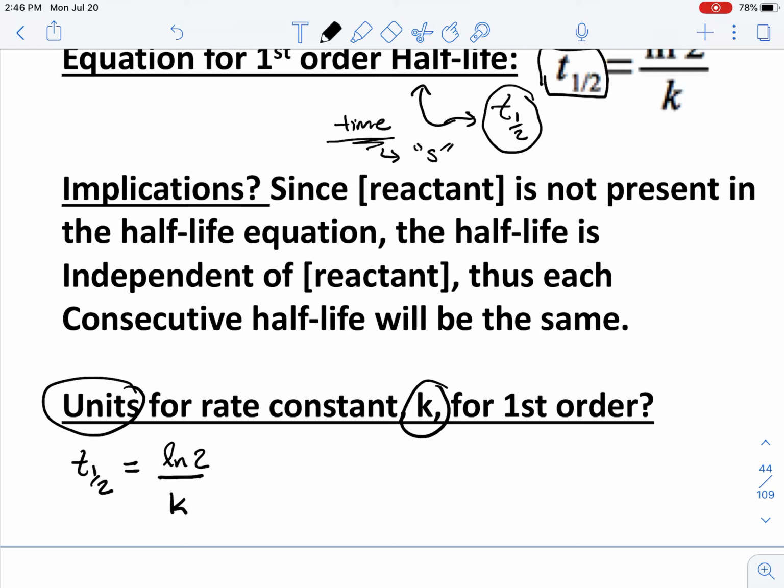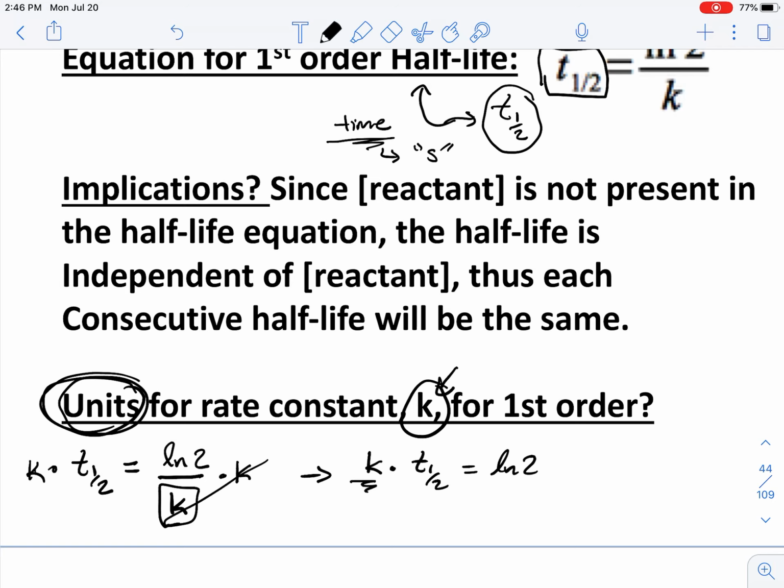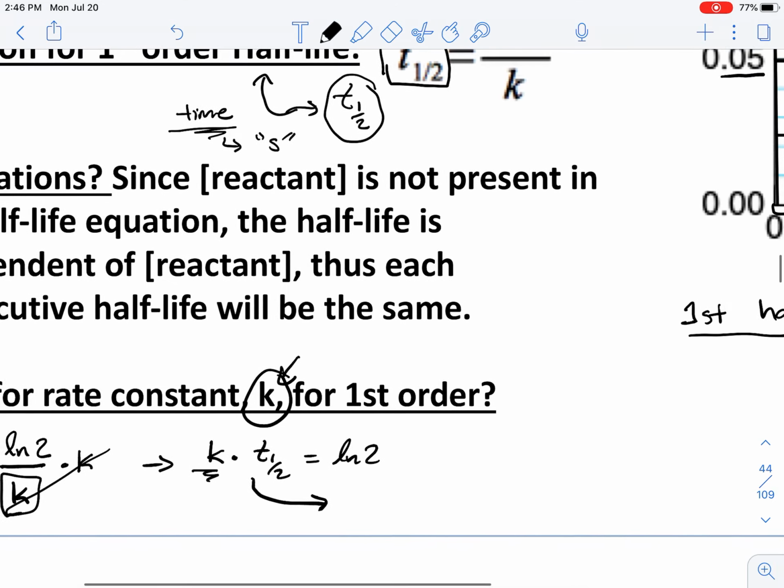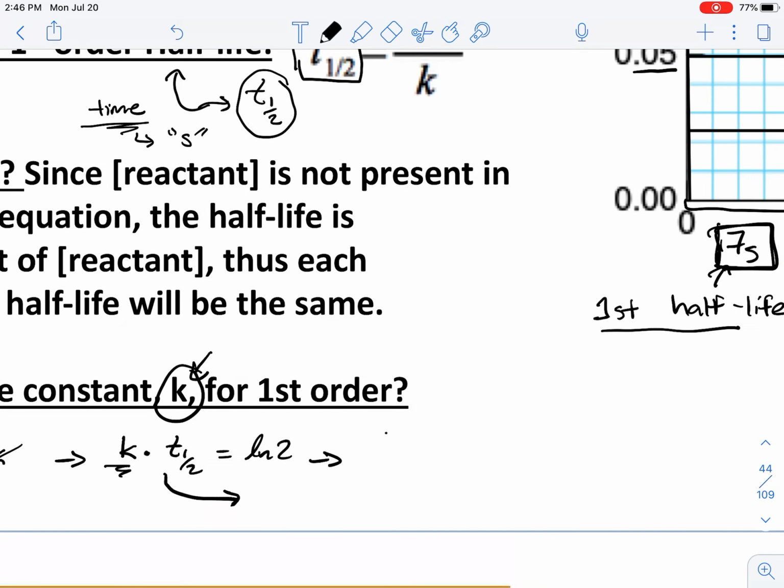And so to determine the units for the rate constant k, we're first going to solve for k. And we can do so by multiplying k to the other side, so that this cancels. And I get k times T1/2, or the half-life, is equal to the natural log of 2. Now to solve for k, I need to divide T1/2 to the other side. So therefore the rate constant k is equal to the natural log of 2 over T1/2.